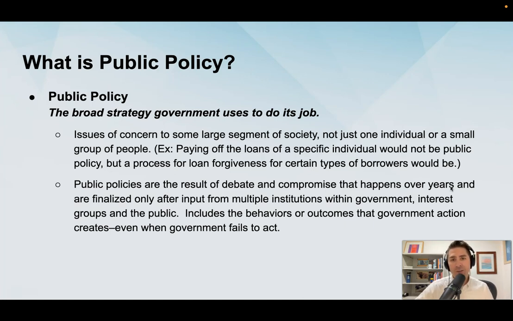And so not only are there a lot of people involved, there's a lot of compromise involved. You'll find that when things change, they happen over years and years, and you've got all kinds of input from interest groups to professional organizations to people out in the public. They all have a say in what's going on.